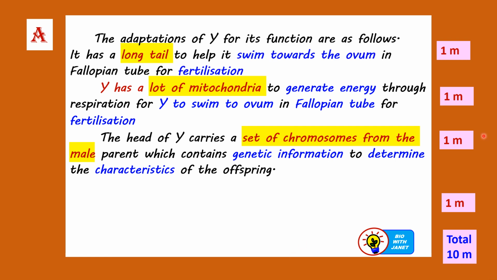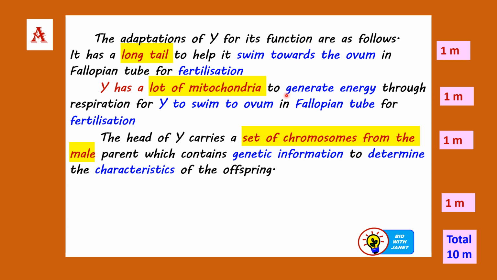The adaptations of Y for its function are as follows. It has a long tail to help it swim towards the ovum in the fallopian tube for fertilization. Okay, so this is the sperm cell. Long tail to help it swim towards the ovum in the fallopian tube for fertilization. Notice that I gave a very complete answer to make sure that I get my marks.